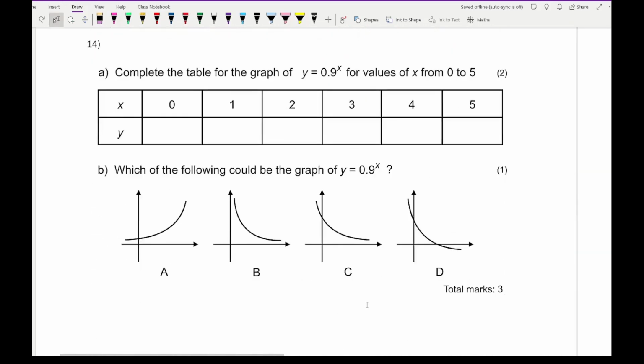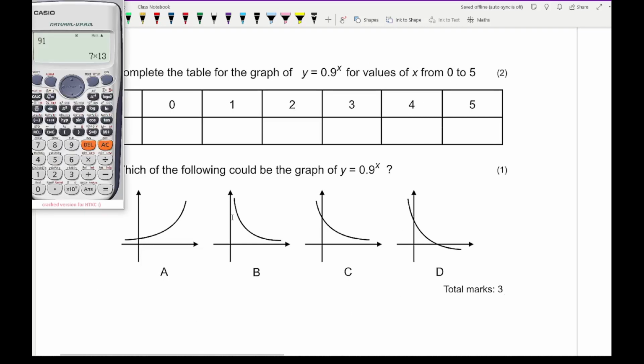Moving on to question 14, it says complete the table for the graph of y equals 0.9 to the power of x, an exponential, with the values of x being from 0 to 5. So again, if you get your calculator out, you can do this on the calculator, or you could just simply substitute the x ordinates in. So if I type in 0.9 to the power of x, press equals, my table starts at 0, it ends at 5, press equals, steps in 1, and in the fx column, I've got the numbers I need to fill in.